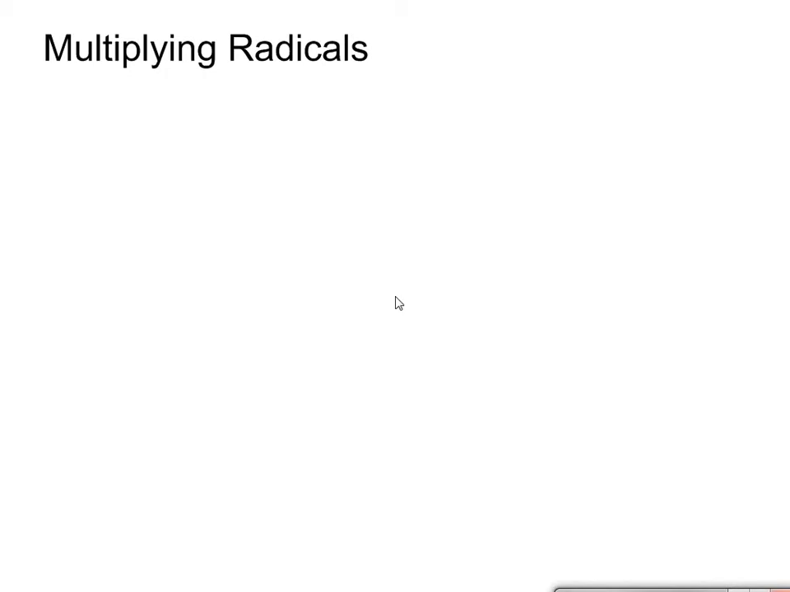Hello again. In this lecture, we're going to learn about multiplying radicals. Now, before we get too crazy with multiplying radicals, let's go over the two rules that we are aware of. The first rule is that if we have the square root of anything squared, that is just that anything, whatever a may be. Same deal for multiplication.